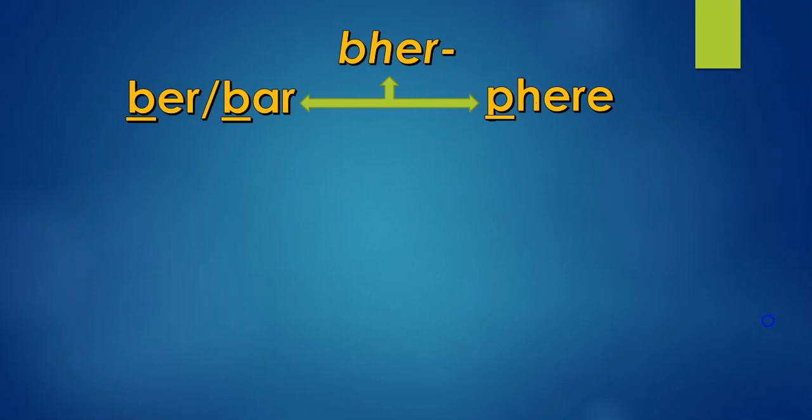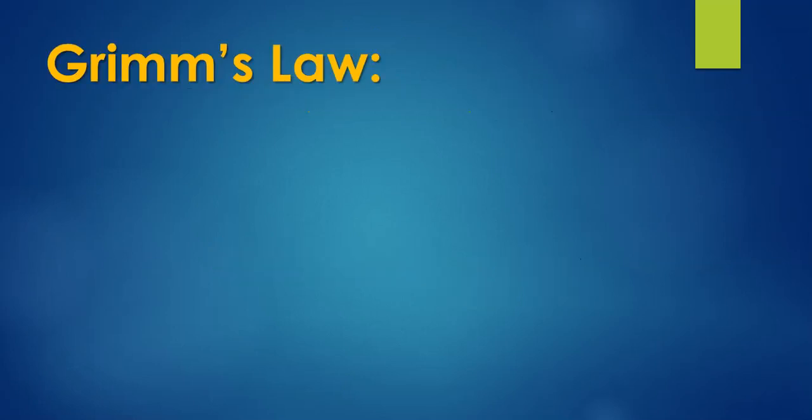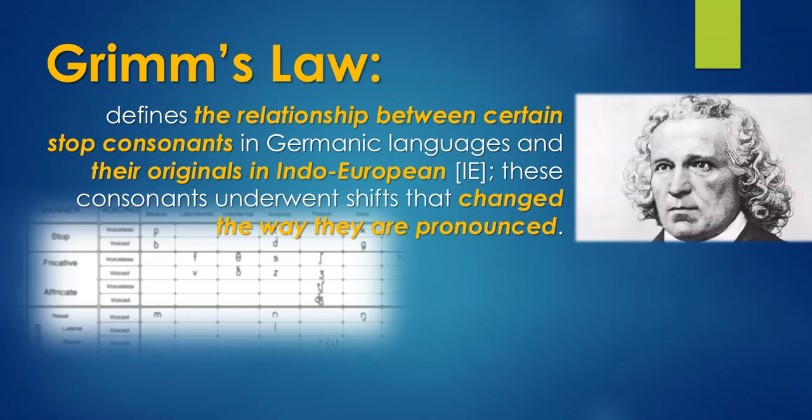Well, why did they change? The original root form bher actually became bar and fer in different languages, and this is explained by what we call Grimm's law. So what's Grimm's law? This is a German guy who said there is a certain sound shift in Indo-European languages, and they shifted in certain, systematic ways. This is actually called the first Germanic shift. I gotta double check, I'm not sure. I should have double checked before I recorded this. But if you're interested, you can just Google it yourself.